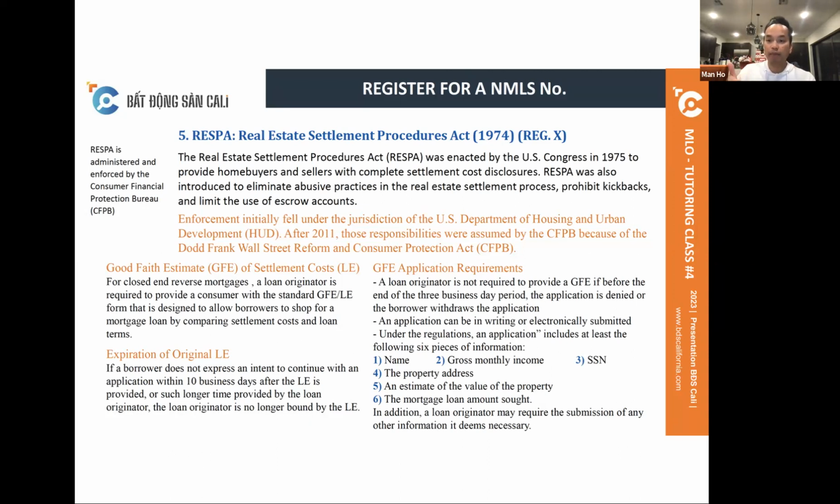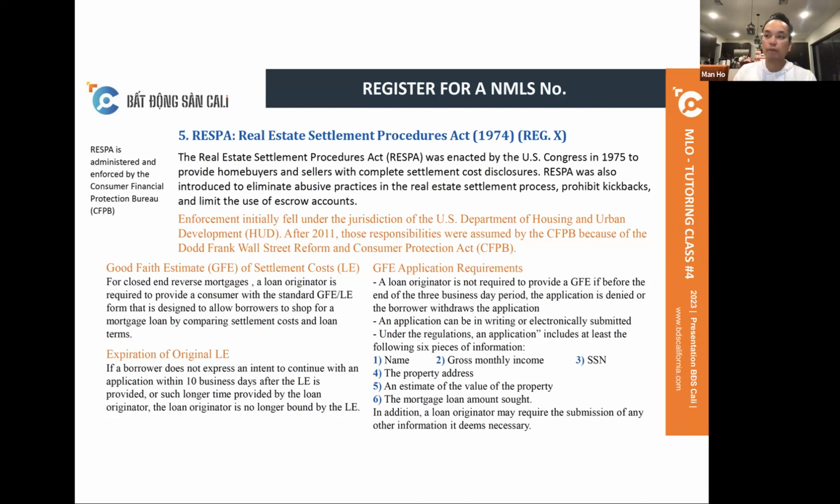First is name, right? First name, last name, middle name, nickname, suffix, all of that. Gross monthly income, how much you get paid per month before tax. Your social security number. The address of the property that you're going to buy or that you already got accepted. Okay, so when you fill out a loan application, that means you already like the property, you already submitted an offer, and the seller has already accepted your offer, right? So that's why number 4, you need to have that property address.